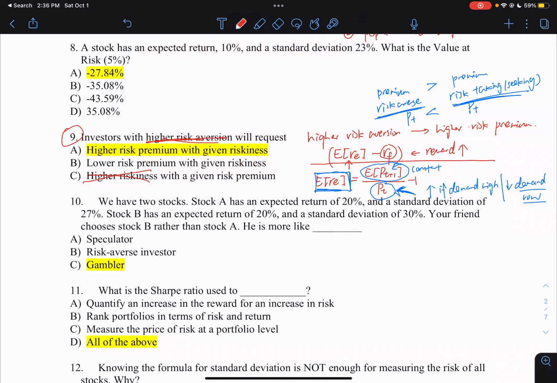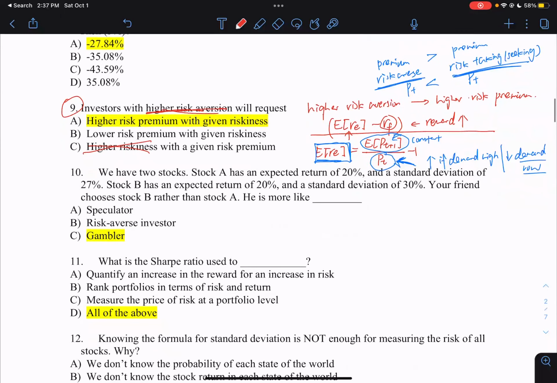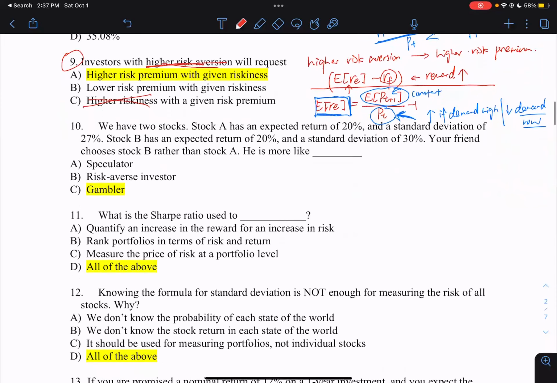Although I went very far, in this question the intuitive answer would be: the more risk averse the person is, the higher reward the person will want for taking the risk. So the risk premium is measuring the reward. Okay, then let's go to question 11. This one I want to cover.